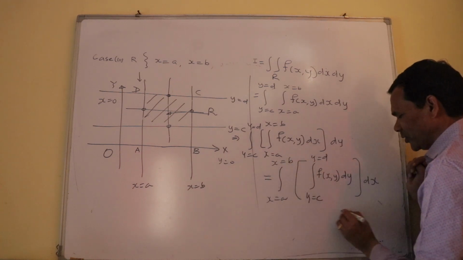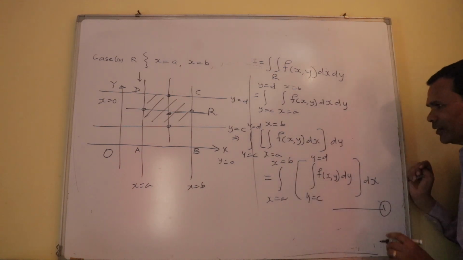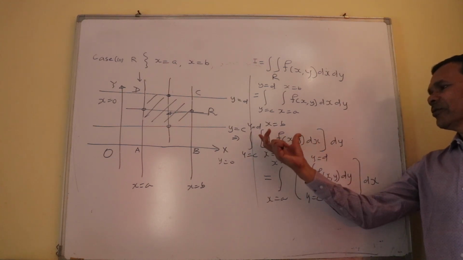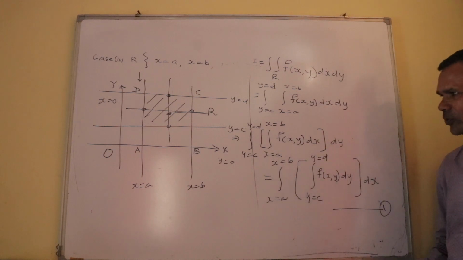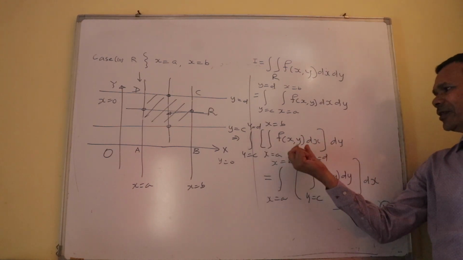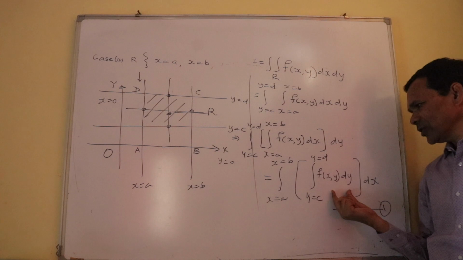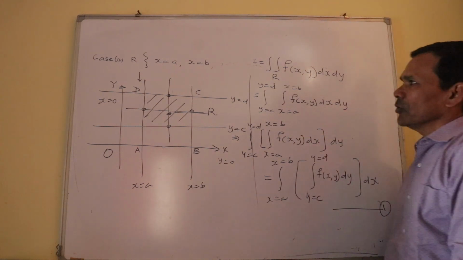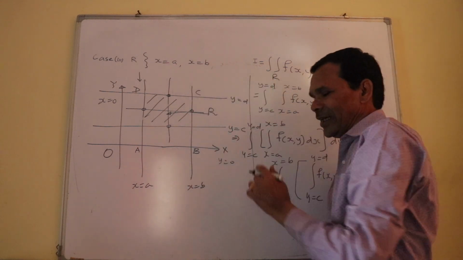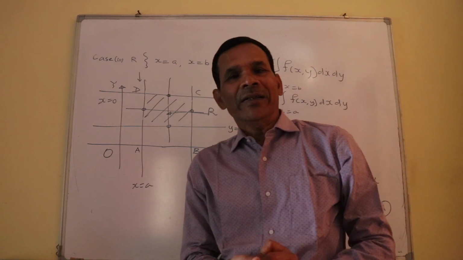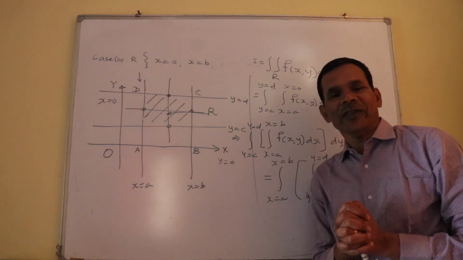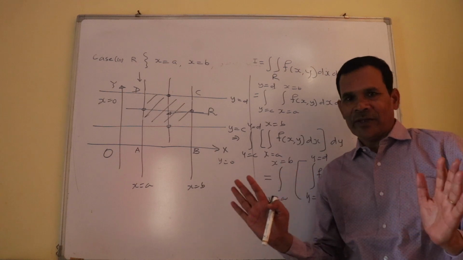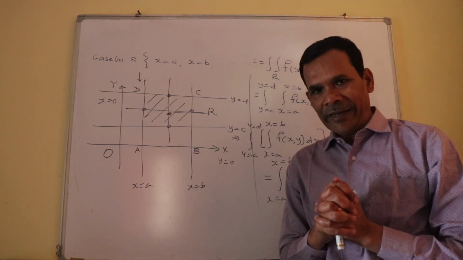So from this one we observe that it does not matter whether you integrate with respect to y first or with respect to x first, the value would be the same, because this is with respect to x first and this is with respect to y first. So the value of the integral is same. This is very important. If x and y have constant boundaries, then you can integrate with respect to x first or with respect to y first. It does not make any difference in the value of the double integration.